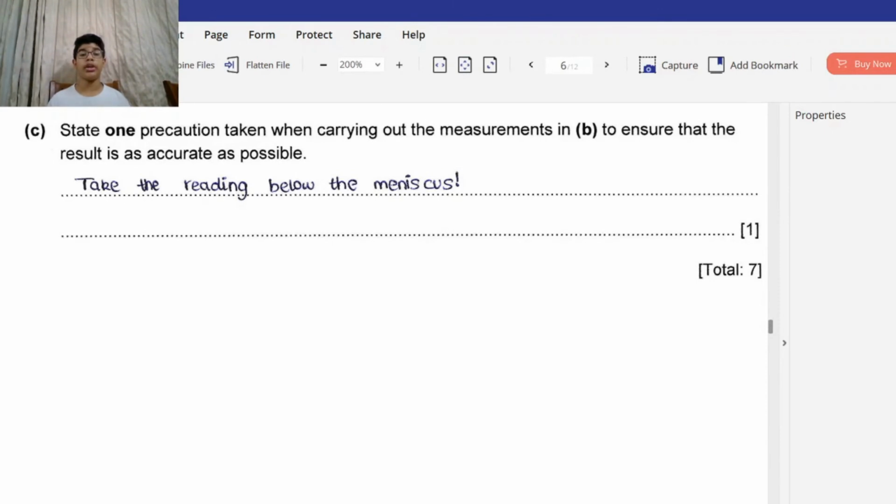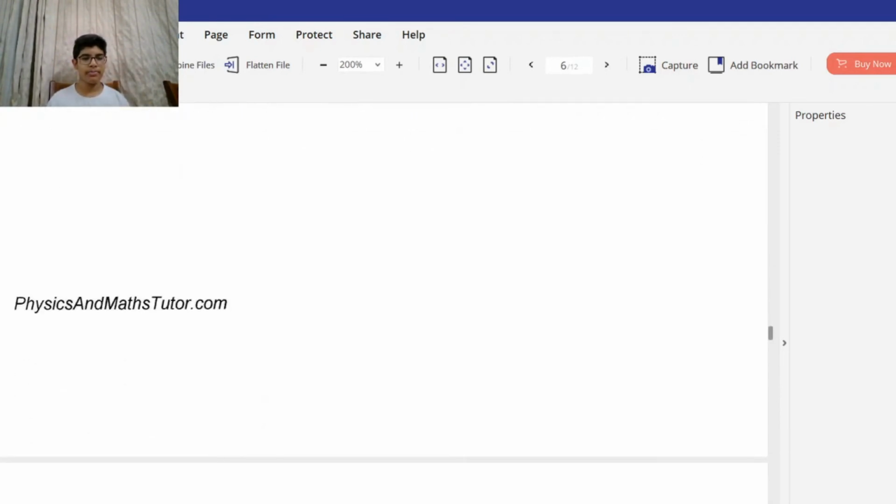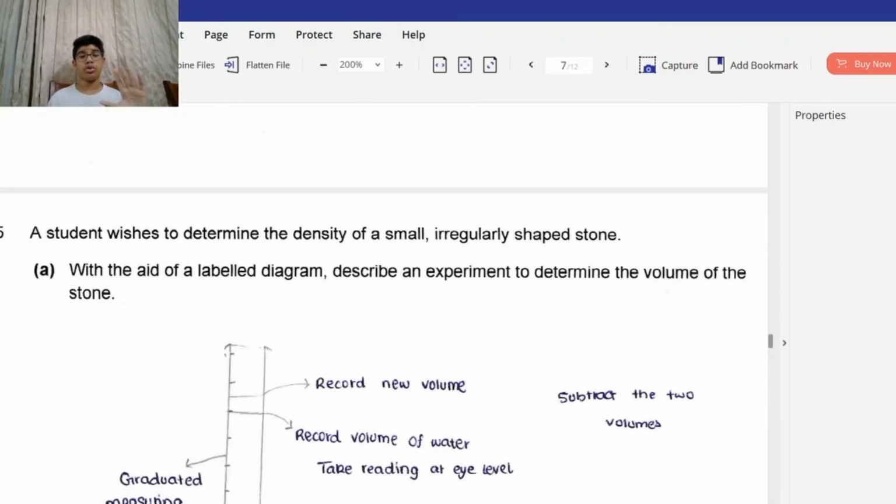State one precaution when carrying out the measurements in B to ensure that the result is as accurate as possible. Remember, when you're using the graduated beaker, make sure your eye is level and you read below the meniscus. What I mean by meniscus is this curved line there. Reading from above could give you an incorrect reading, so just be sure to take it at eye level and below the meniscus. Okay, so question 5.